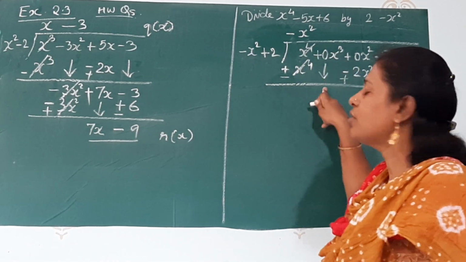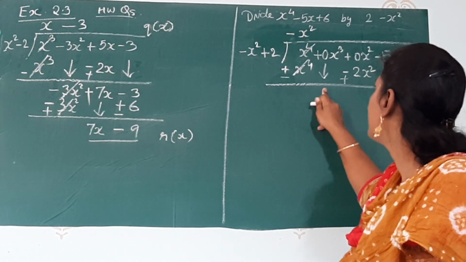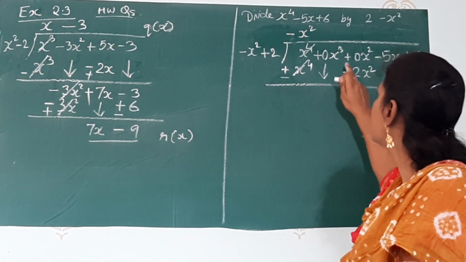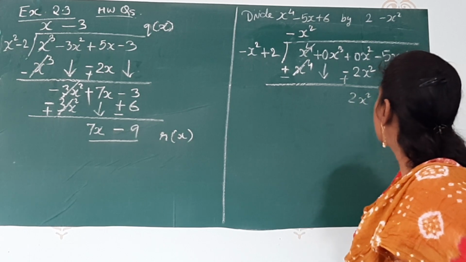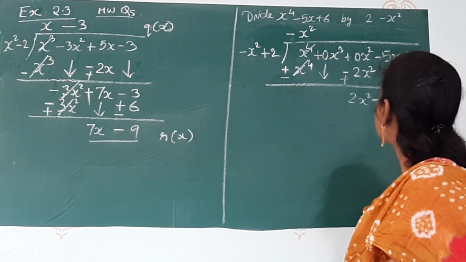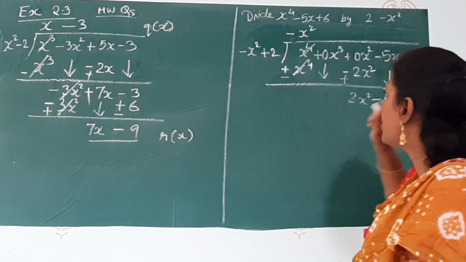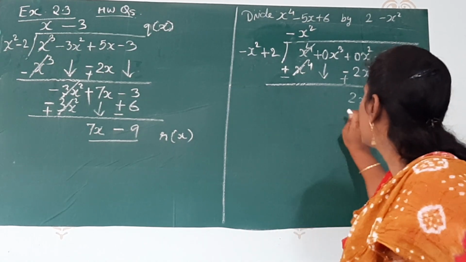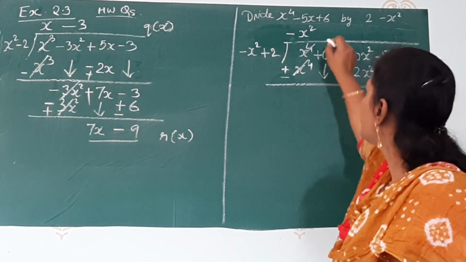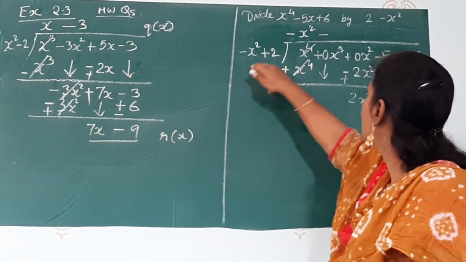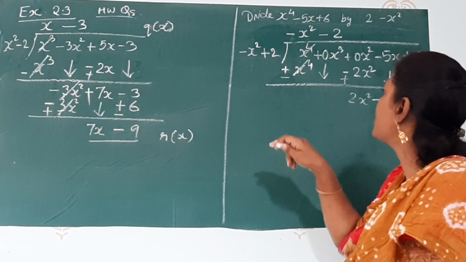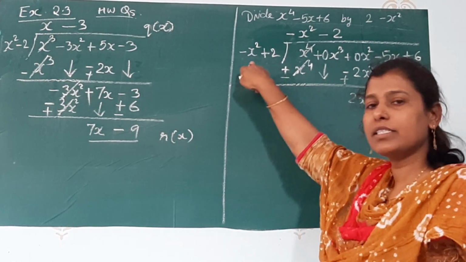Next, 0, not making much difference if you take it down or not. Directly I can take this: 0 plus 2 will be 2x square. Then I will take minus 5x plus 6. I am taking all the terms down. Now the first term is positive 2, so we will take negative. We have to take the opposite. Here 2 is there, here 2 is not there, so the whole 2 will come over here. Degree x square is same.